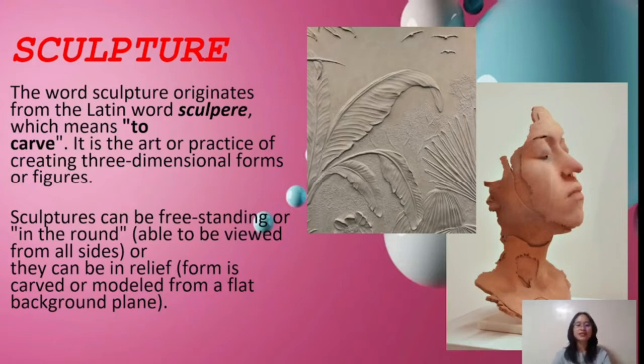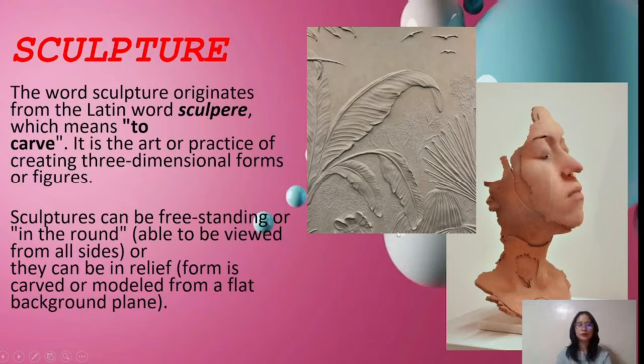Sculptures can be freestanding or in the round, able to be viewed from all sides. As I said, this is an example of three-dimensional forms or freestanding, where we are able to see the whole side of the object and holistically appreciate the art. Or they can be in relief. In relief, this is an example of relief sculpture.